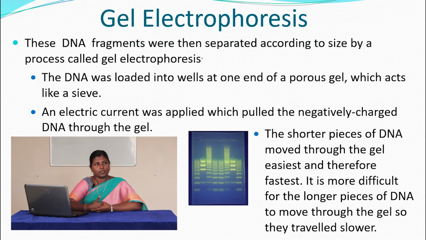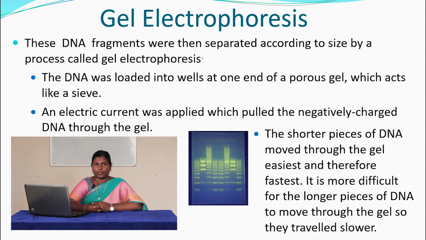The next process involved is gel electrophoresis. The DNA fragments that we have collected as a result of restriction endonucleases are separated according to size by a process called gel electrophoresis.